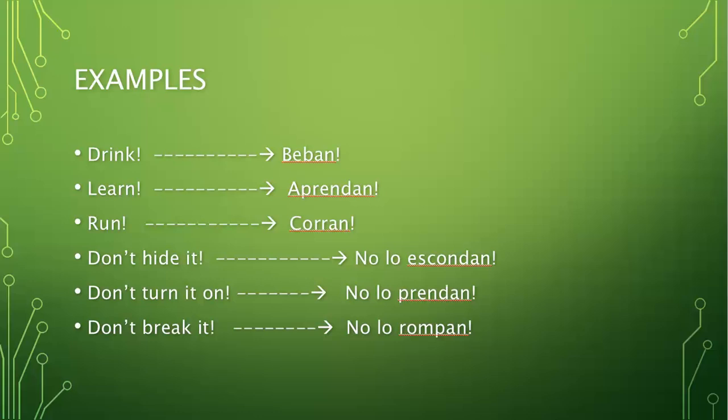Don't hide it. Hide comes from the verb esconder. So, no lo escondan. Don't turn it on comes from the verb prender. So it'd be no lo prendan. And don't break it, which comes from the verb romper, would be no lo rompan.